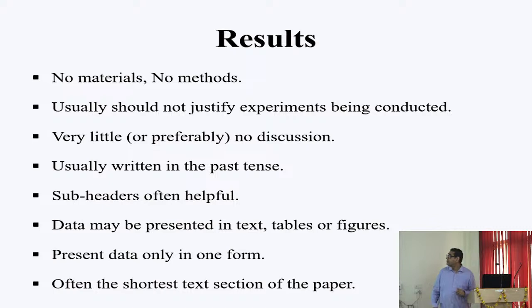Then results. Don't write materials and methods here. I have seen many people write materials and methods here. Results means results. Usually you should not justify the experiment we conducted. Many times you start justifying why you have done this experiment and justifying the results. Very little, no discussion should be there. If there is a little discussion you can have it, but normally no discussion. Usually written in the past tense.